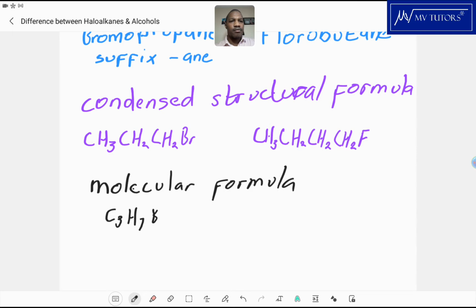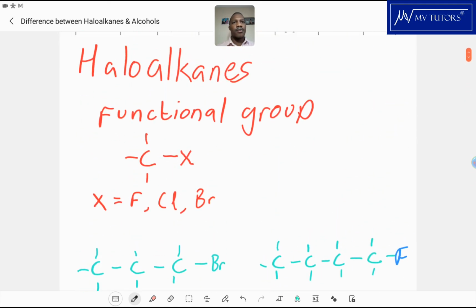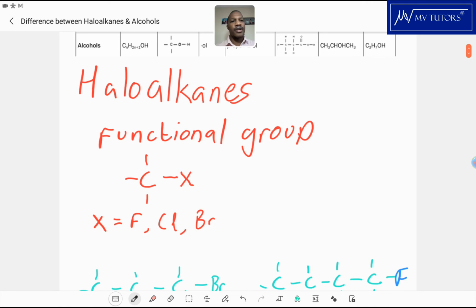And then Br. This side, how many C's do we have? You can also use the condensed formula. We have 1, 2, 3, 4. So 4 C's. And how many H's? We have 3, 5, 7, 8, 9. We have 9 of them, and then an F. Okay, so that concludes what we call haloalkanes.